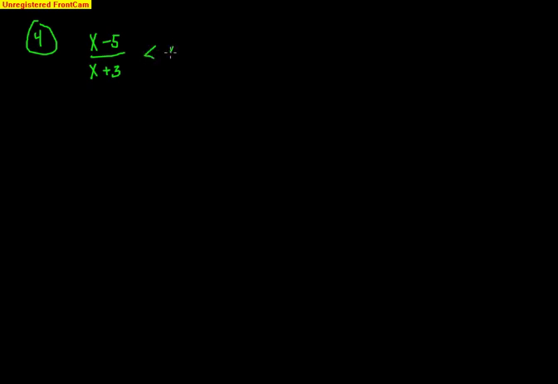Okay, so first step, like all the other problems, is get a 0 on the one side. So I'm going to subtract the 5 over. x minus 5 over x plus 3 minus 5. Now, in order for me to start finding my critical values, remember that's one of the most important steps, I do need to make all of this 1.